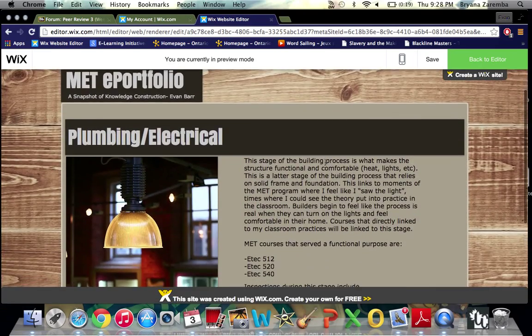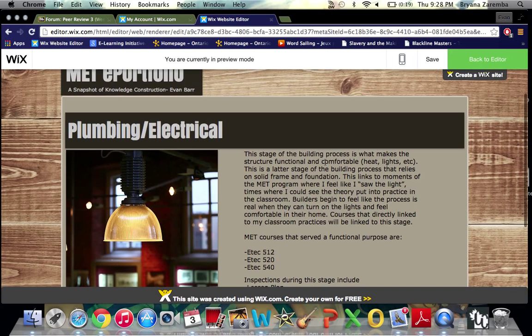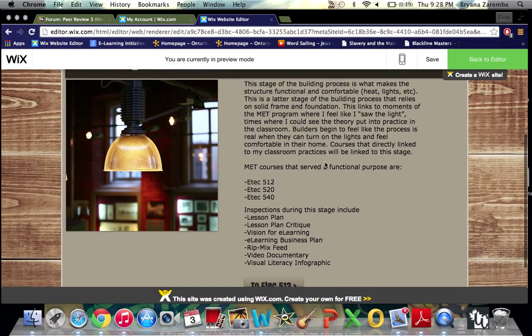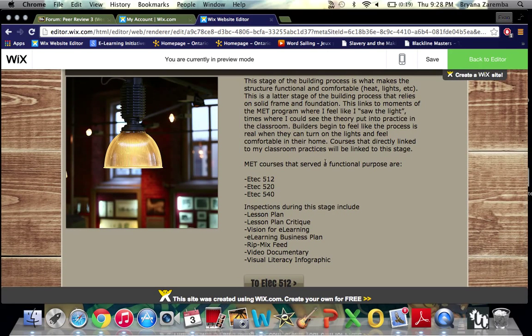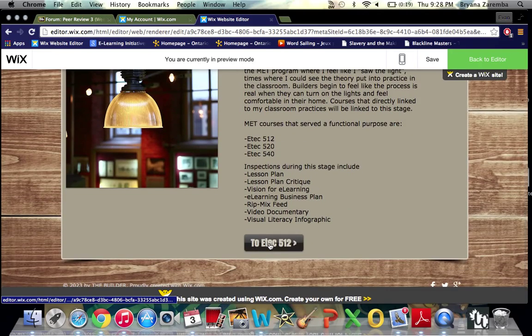On to plumbing and electrical. This is the stage in the building process that makes your structure functional and comfortable, and it relies both on a solid frame and a solid foundation. This part of the program is where I feel like I saw the light, both literally and figuratively, and I have 3 courses in here, 512, 520, and 540, along with 6 inspections.